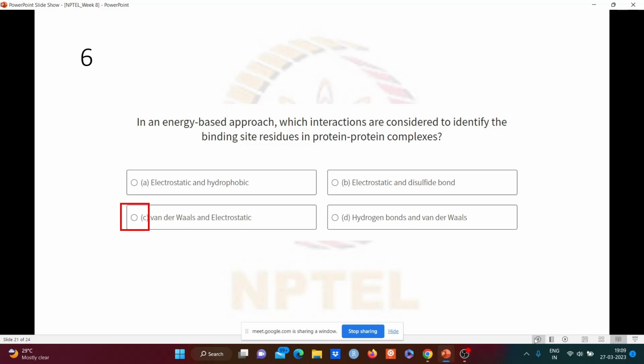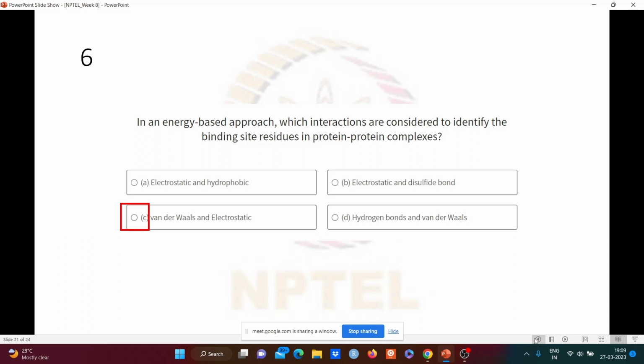So in the preferential order, they consider van der Waals, electrostatic, and then hydrogen bonds. So these van der Waals interactions, we know, occur between nonpolar atoms or molecules and arise due to fluctuations in electron density. In the context of protein interactions, van der Waals interactions can occur between nonpolar amino acid side chains and nonpolar regions of its binding partner. So these are the first preferential ones an energy-based approach considers.